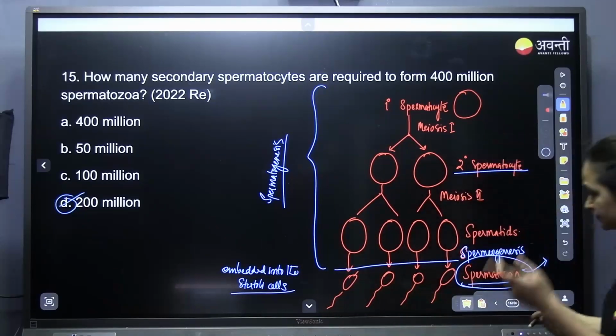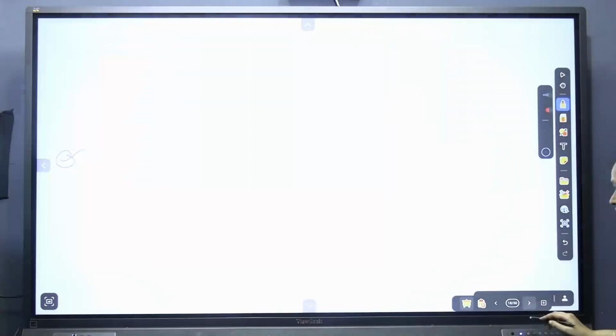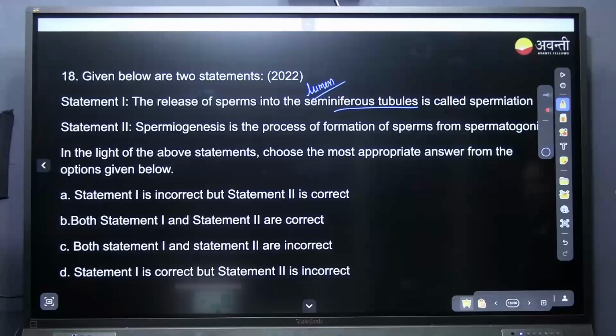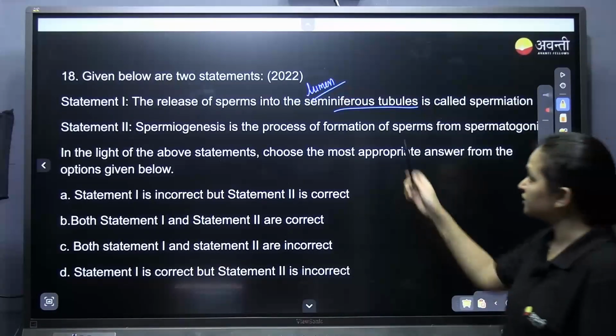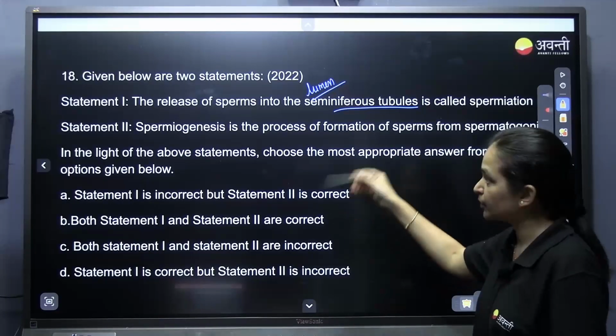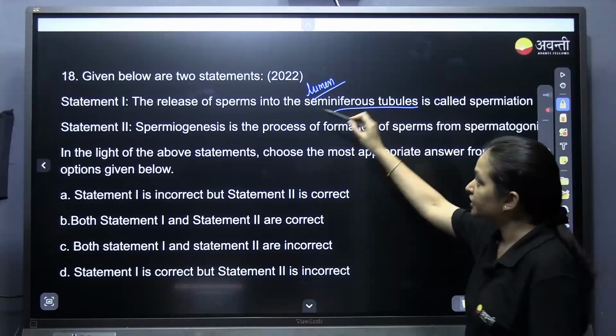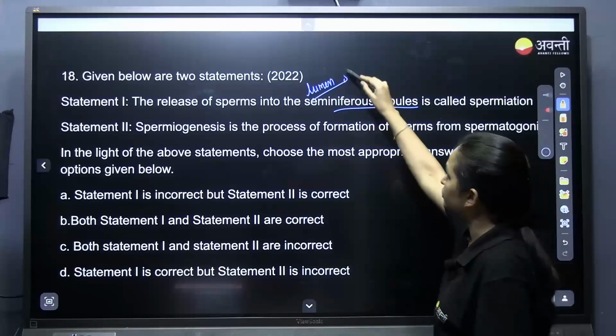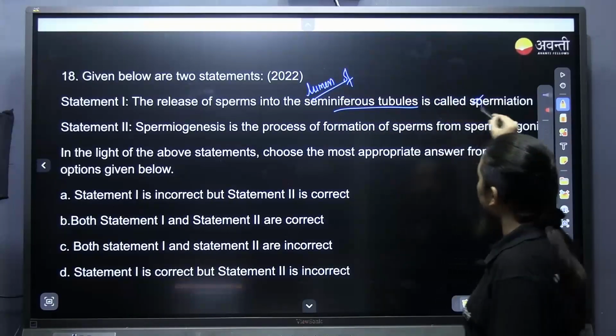They come into the lumen of the seminiferous tubule. That is called spermiation. Now again read the question. The release of sperm into the seminiferous tubule is called spermiation. They are already in the seminiferous tubule, na? It is the lumen of the seminiferous tubule. That should be the question. So this is wrong.